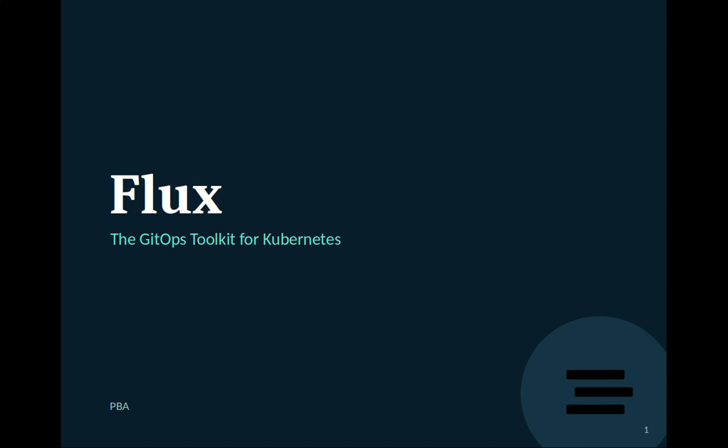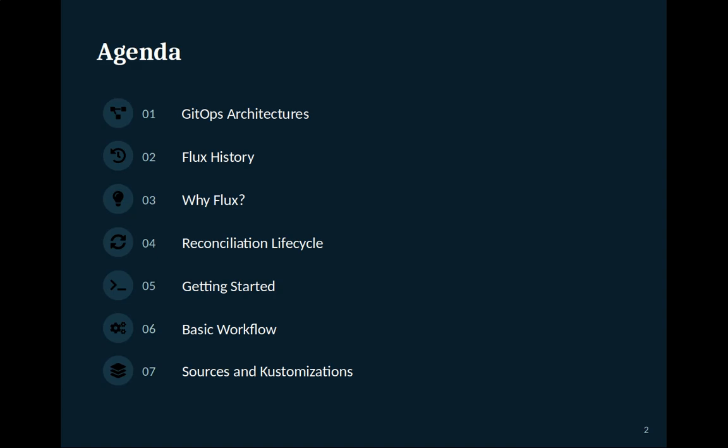Flux, the GitOps toolkit for Kubernetes. Agenda: GitOps architectures, Flux history. Why Flux? Reconciliation lifecycle. Getting started. Basic workflow. Sources and customizations.